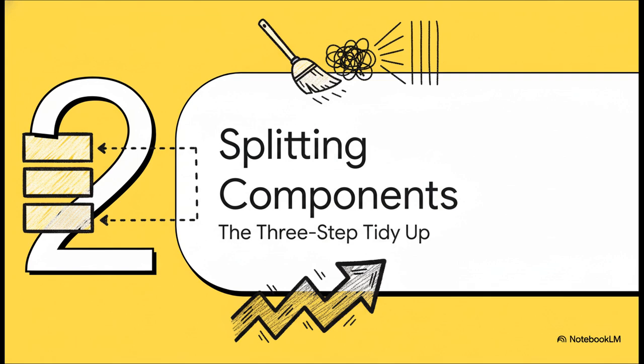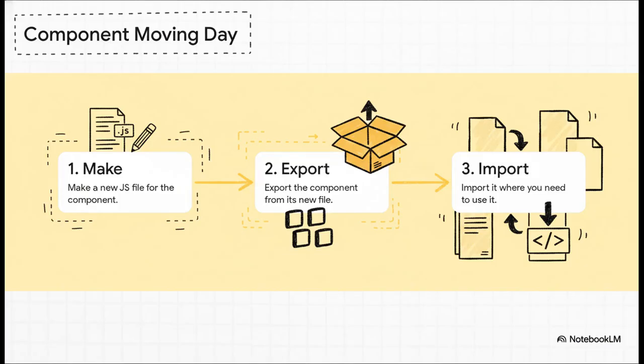Well, the solution is actually a super straightforward three-step process that's going to make your components modular and your whole project so much cleaner. It really is as easy as 1, 2, 3. First, you just make a new JavaScript file for your component. Second, you cut the component's code out of the old file, paste it into the new one, and then you export it. And third, you just import that component right back into the file where you need it.